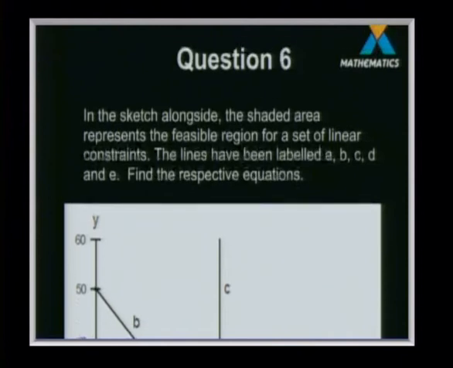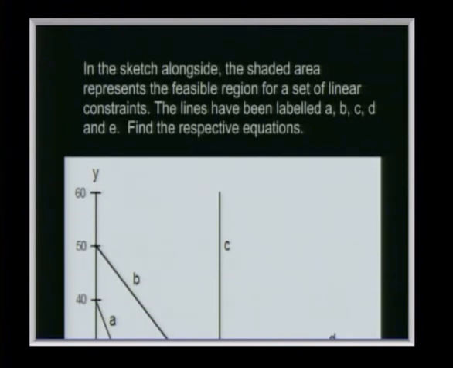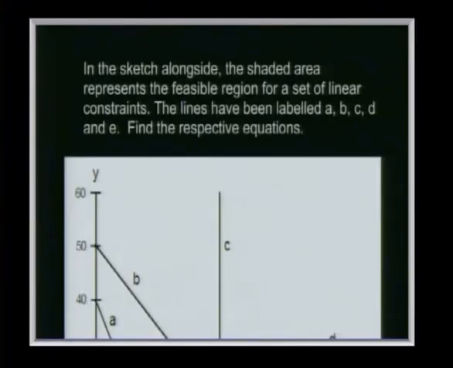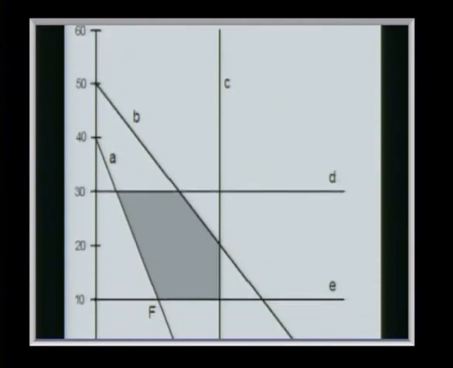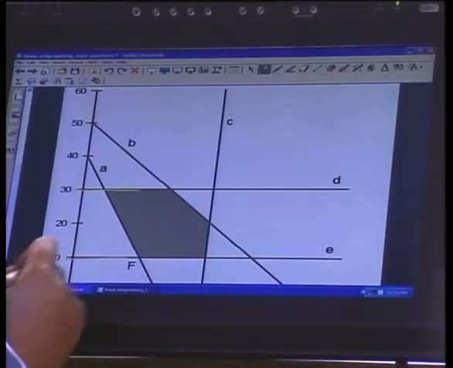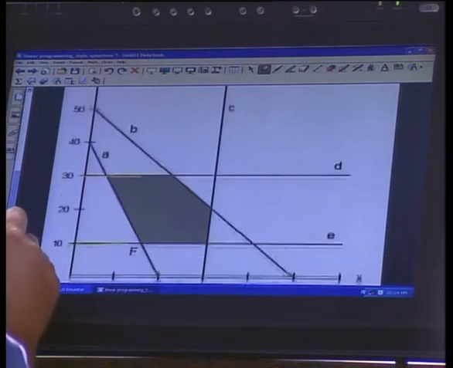Question 6. The shaded area represents the feasible region for a set of linear constraints. Right? No scenario, straight in. This is a model. They want the constraints. The labels have been labeled for us, A, B, C, D, and E. Fantastic. Find the equations. Right, well, here we go again. I'm going to choose these two horizontal lines first. I think they're probably the easiest to do.